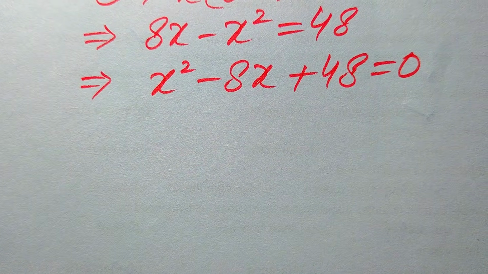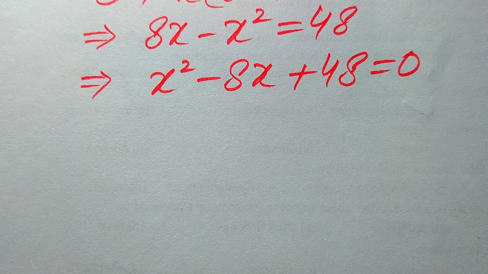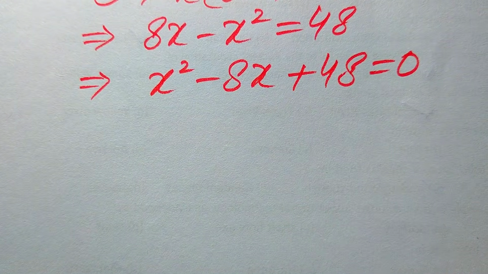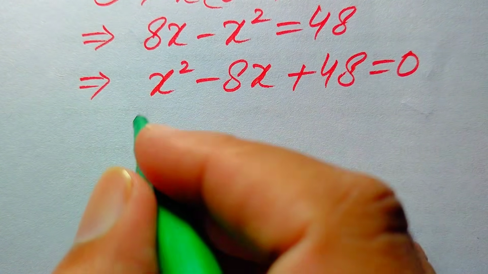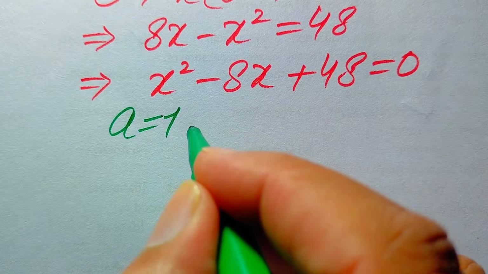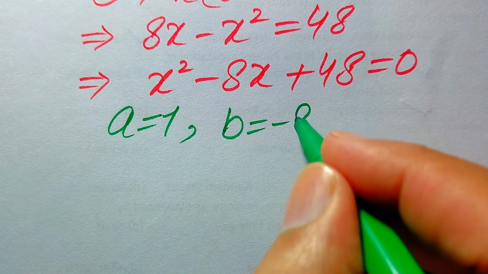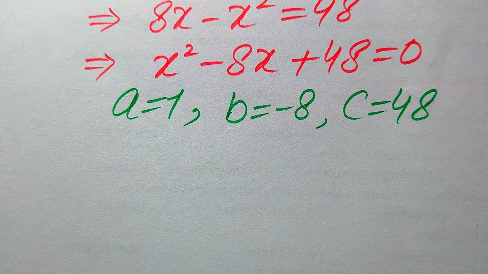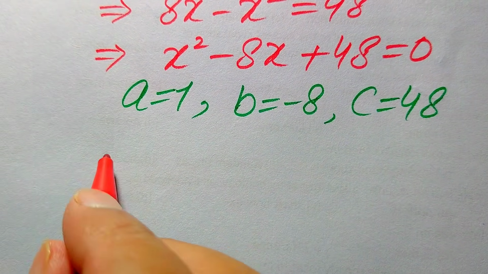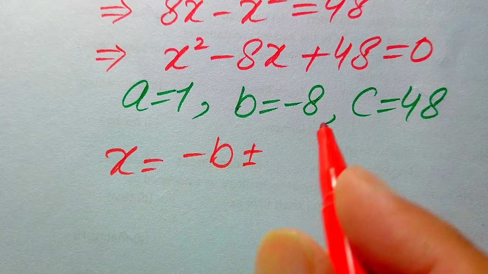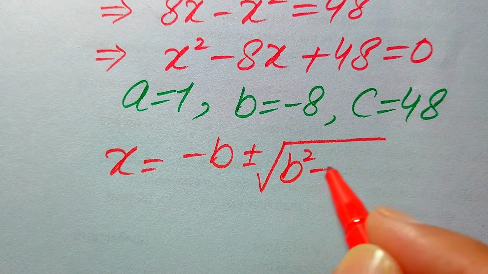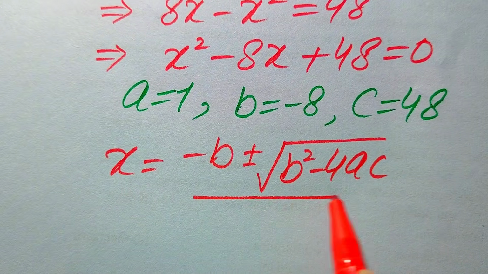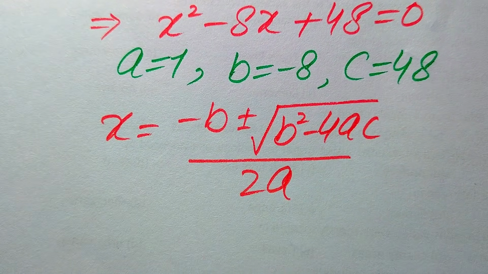And you know that there are three methods to solve a quadratic equation. The first method is the factorization method, the second one is the completing the square method, and the third one is applying the quadratic formula. Here we use the quadratic formula to solve this quadratic equation. First we write the coefficients of this equation: a equals 1, b equals minus 8, and c equals 48. And we state the quadratic formula as x equals minus b plus minus square root of b squared minus 4ac, divided by 2a.